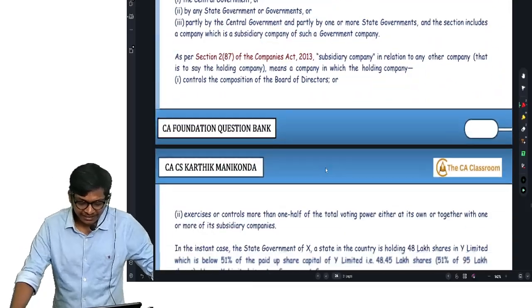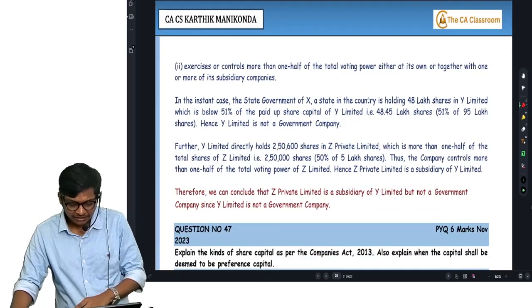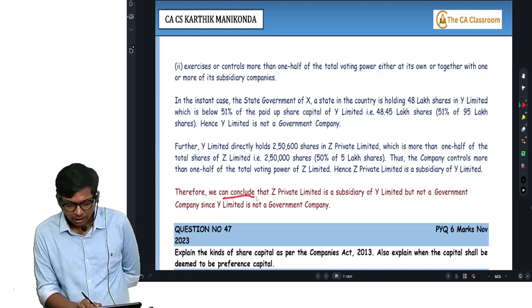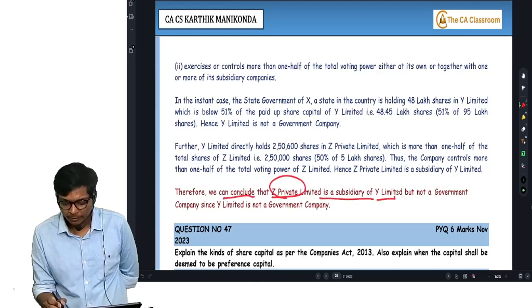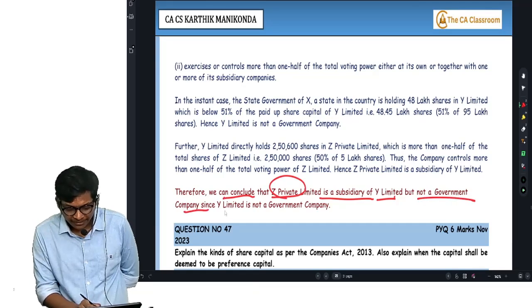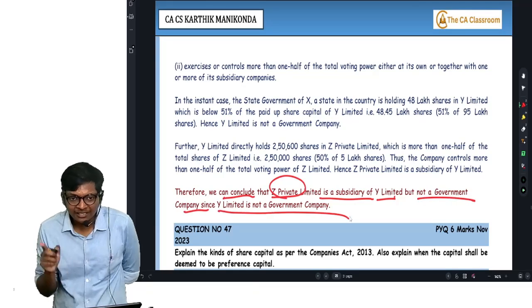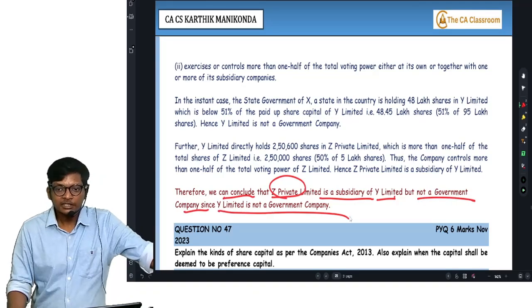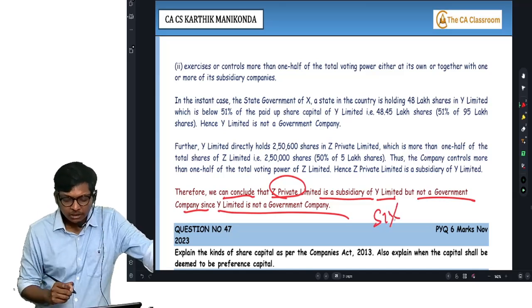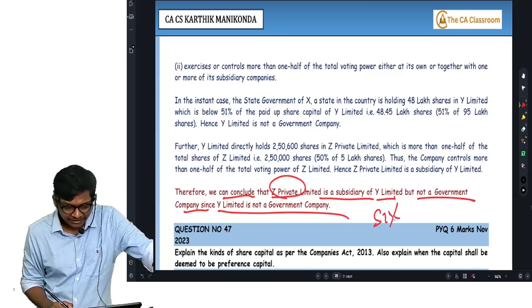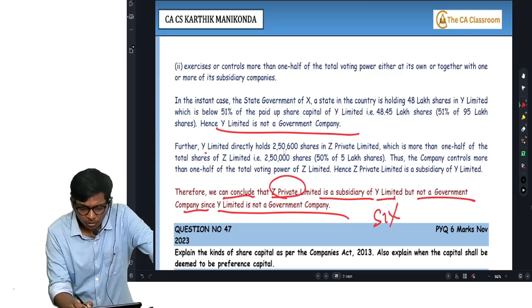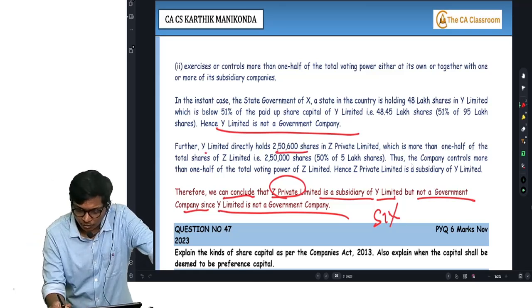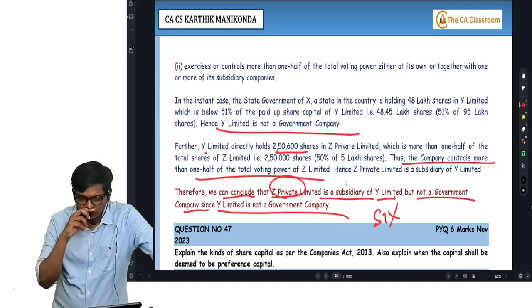Let's go check the answer. Beautiful question. Look at this. We can conclude that Z is a subsidiary of Y. But not of government company, since Y itself is not a government company. For government, how much percentage? 51 percentage. So here they are saying Y is not government. Further, Y holds 250, which is more than half. Therefore, it controls more than half of total voting power.